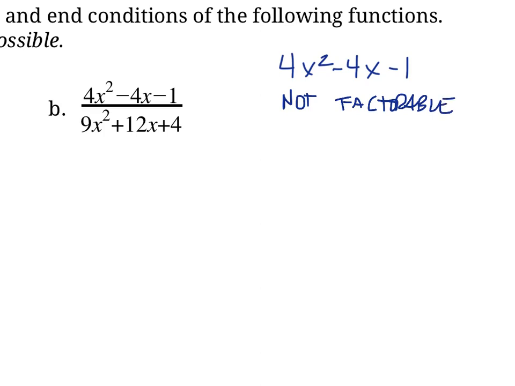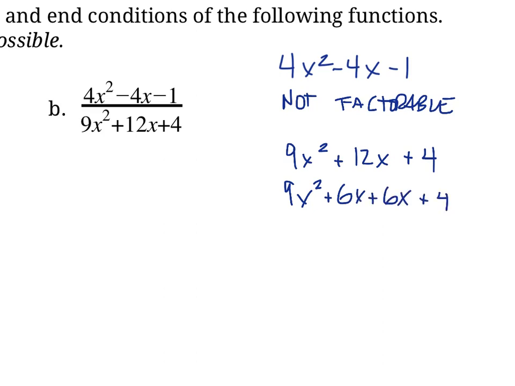Okay, so let's worry about the denominator now. 9x squared plus 12x plus 4. First of all, can we factor anything out? No greatest common factor. So two numbers that multiply to give us 36 and add to give us 12. And those numbers are just going to be 6 and 6, right? 9x squared plus 6x plus 6x plus 4. I was surprised I could do that fast.